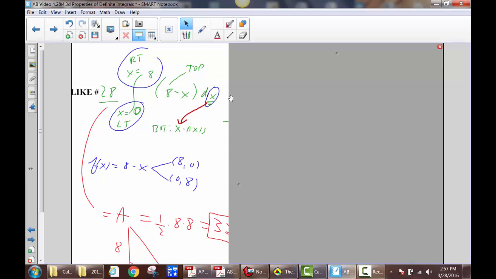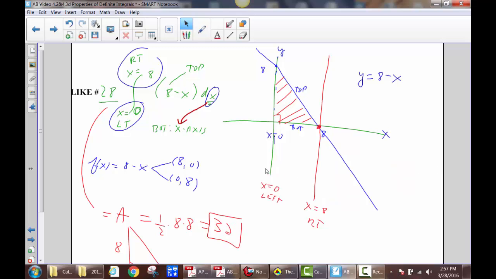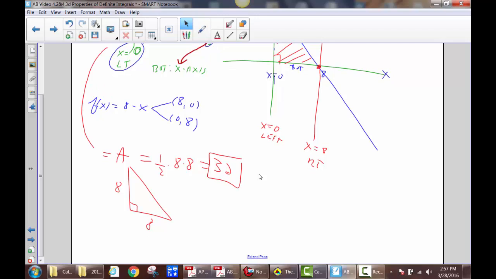Here's another one. Left border x equals 0, right border x equals 8. The top border is y equals 8 minus x, which actually has a y-intercept of (0, 8) and an x-intercept of (8, 0). So there's your left and right borders, your top border, and your bottom border is the x-axis. Again, another right triangle. Again, 1/2 leg times leg.